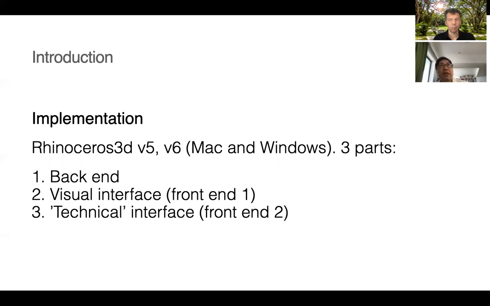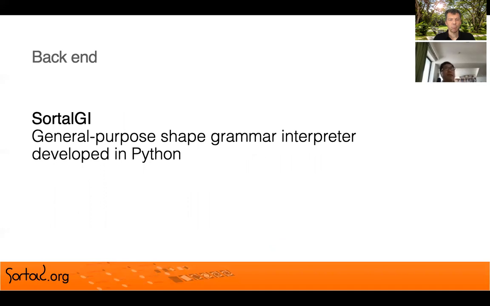Now, our implementation is built for Rhinoceros 3D versions 5 and 6, both Mac and Windows. And it's got three parts. One is the back end, which is the part that does all the work, and two front ends, one visual and one technical. The back end itself is where all the work is done. As I said, it's called Sortle.gi, and it really is just a general purpose shape grammar interpreter, and it was developed in Python.